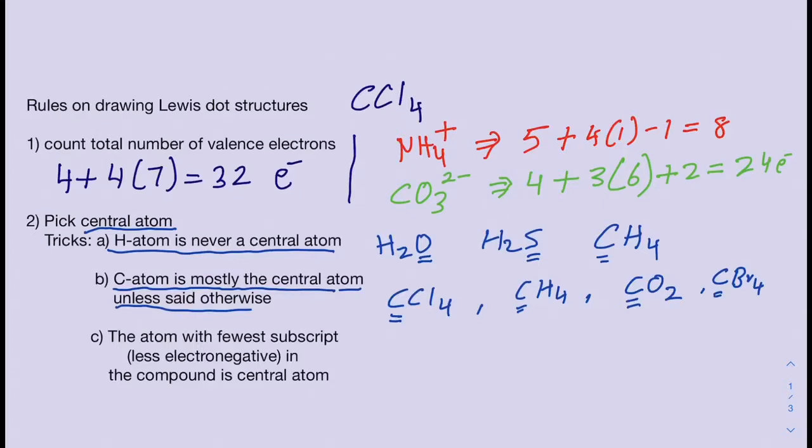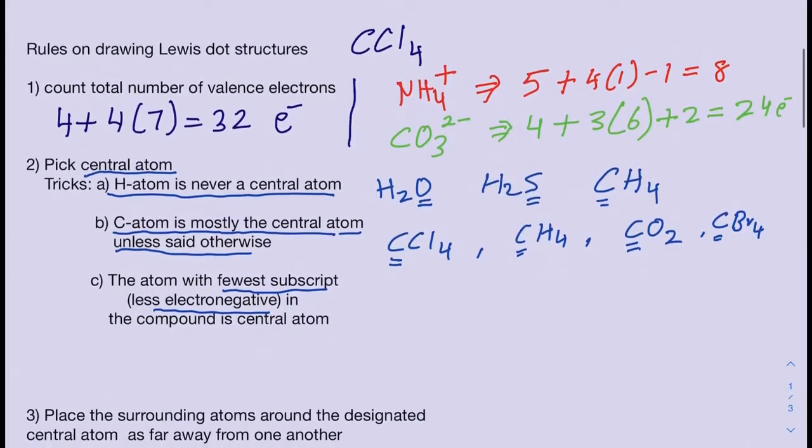The next trick that you can always use is the atom with the fewest subscripts, and that's usually the less electronegative element, all right, except in cases of CH4. If you have a hydrogen involved, then use your rule 1 or trick 1 there. But this rule is mostly for when you don't have the hydrogen and don't have the carbons in there. So if you see the atom with the fewest subscript, which means less electronegative, that's going to be your central atom. Let me take an example.